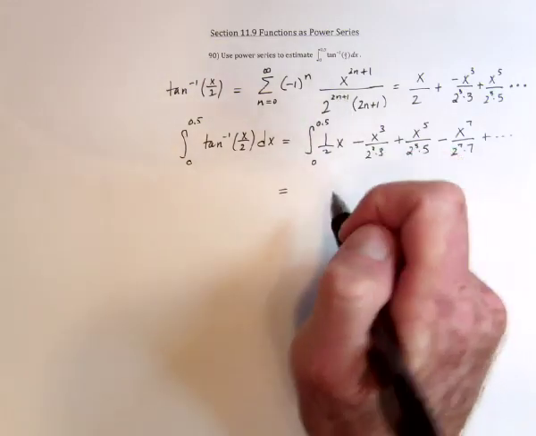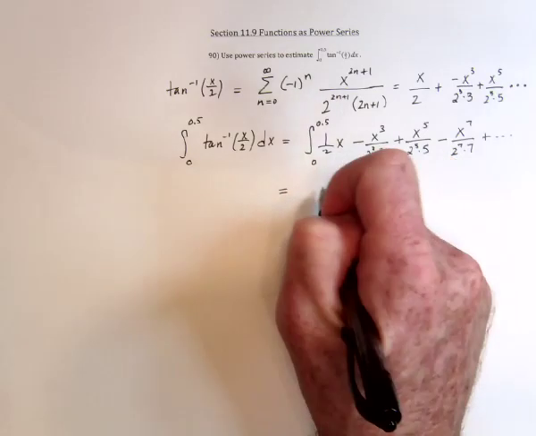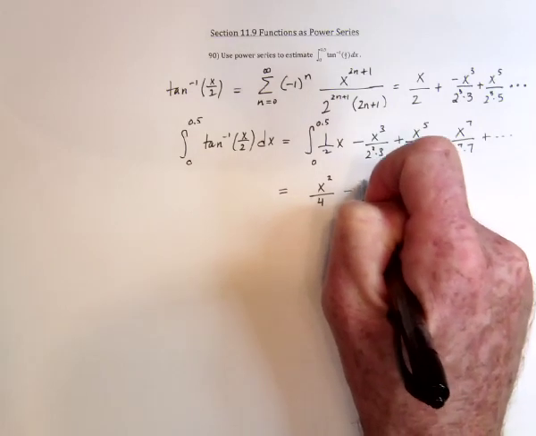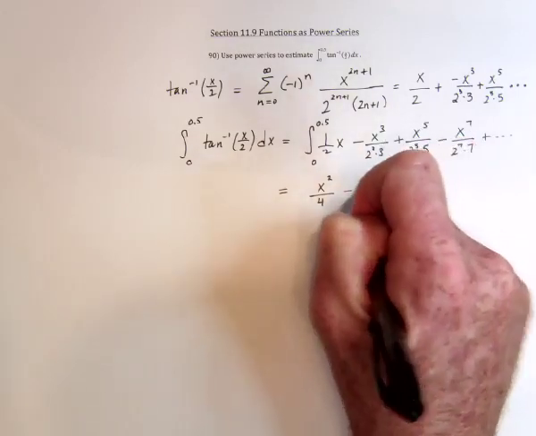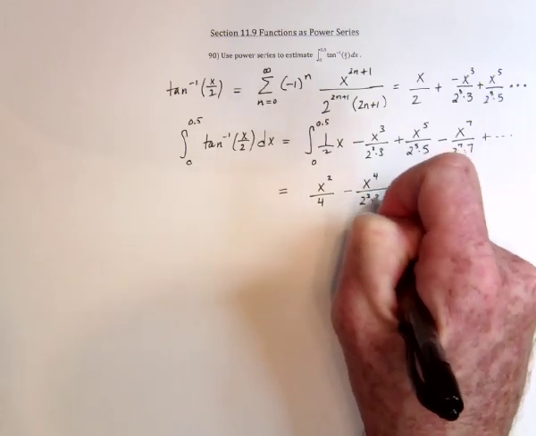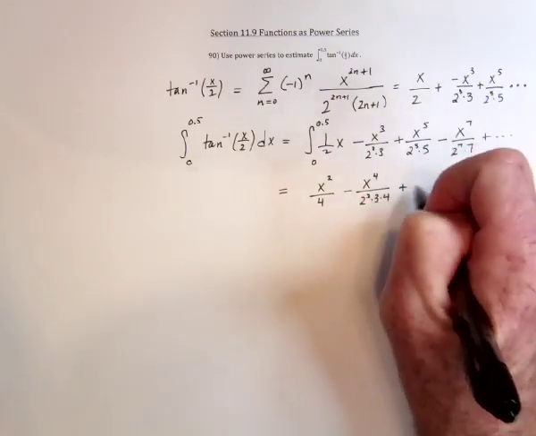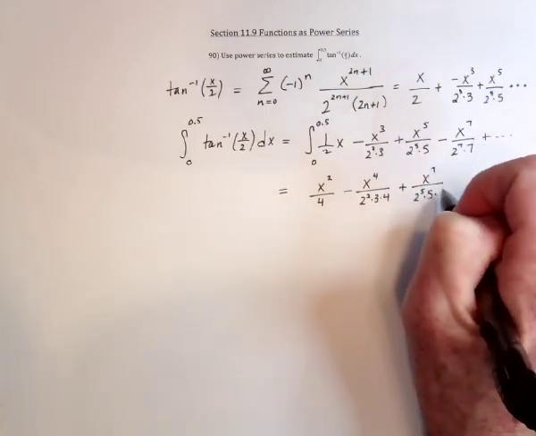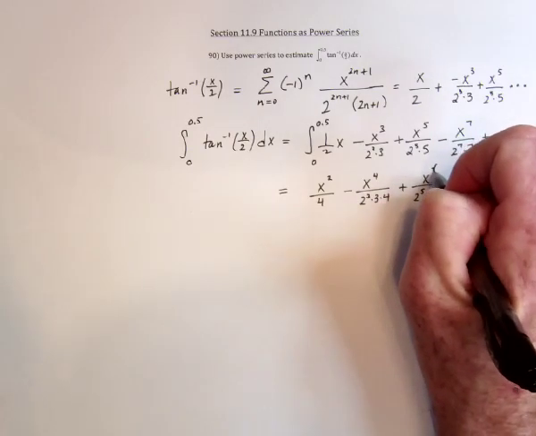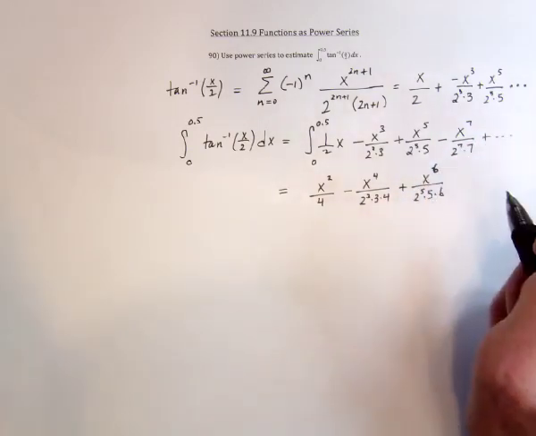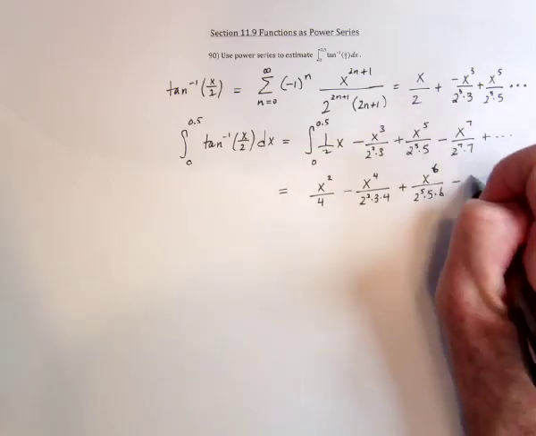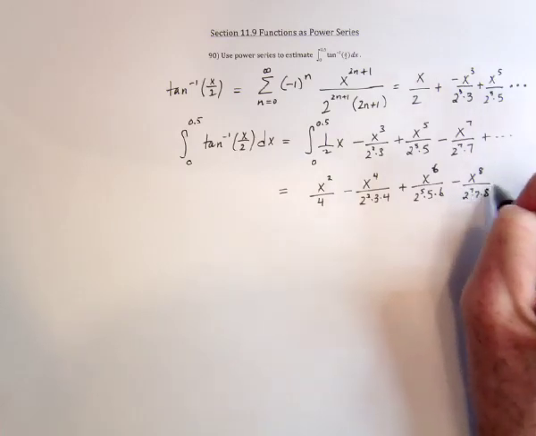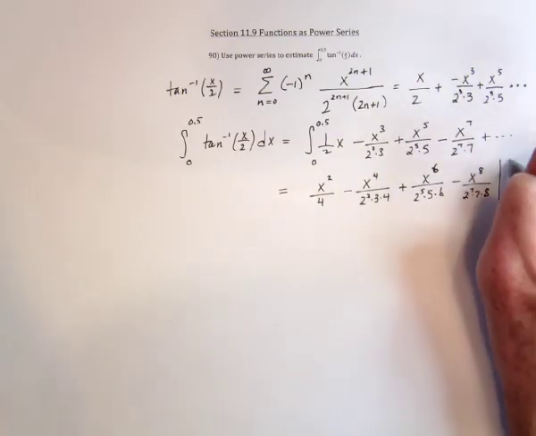And then we'll go ahead and do the general integral last. So integrate this, it's going to be x squared over 4. And then minus x to the 4 over 2 to the 3rd times 3 times 4. And plus x to the 6 over 2 to the 5 times 5 times 6. Whoops, that's a 6. And then this would be x to the 8th over 2 to the 7 times 7 times 8. And then evaluate that from 0 to 1/2.